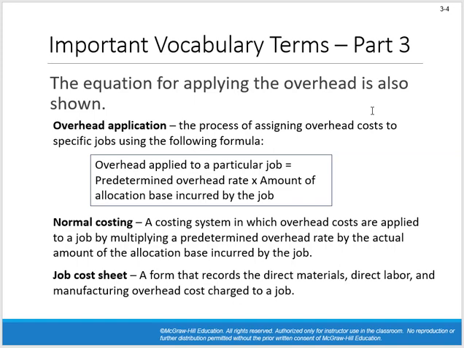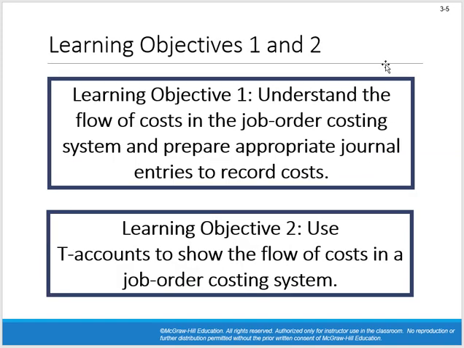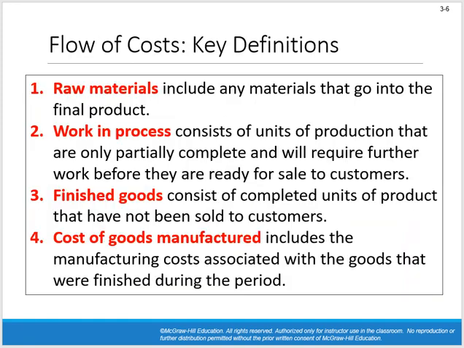And then finally, the job cost sheet is a form, or it could be a computer record, where we record our direct materials, direct labor, and the MO assigned to each job. So next, we want to get a more in-depth look at understanding the flow of costs in a job order costing system and be able to prepare the appropriate journal entries that go with that, and the T accounts. So whether you like doing the T accounts first or the journal entries, doesn't really matter, but we need to be comfortable with the flow through a job order costing system.